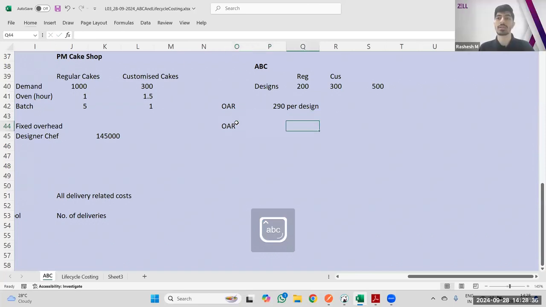Now again, our objective is very, very simple. All we need to do is find out our overhead absorption rate per unit. So all I need to do is allocate this 290 per design across my regular and my custom cakes, and I need to find out my overhead absorption rate. So say for example, for my regular cakes, I am incurring 290 per design. How many such designs am I making in a month?